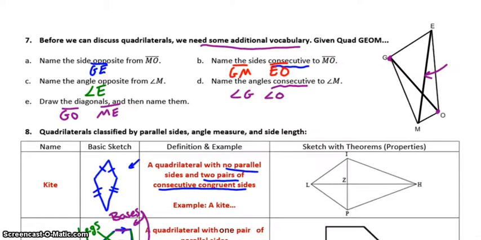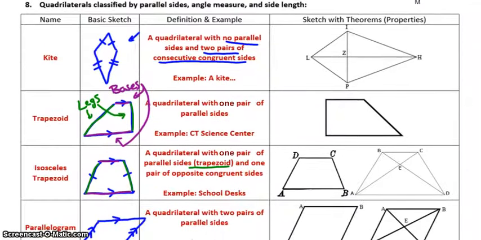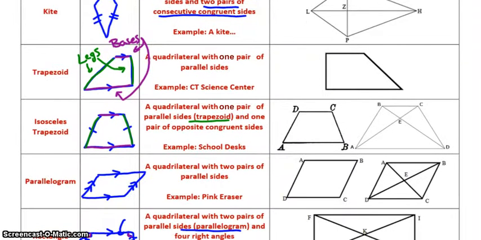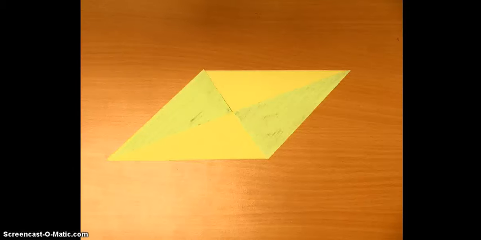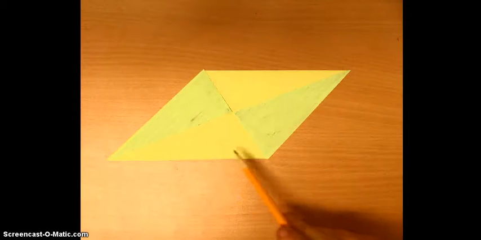Next, we can look at our quadrilaterals using our folded paper. Again, turn to the next page of your note sheet so you can copy down some important information. And we're going to start down here with the parallelogram. Here's a parallelogram made out of folded paper.